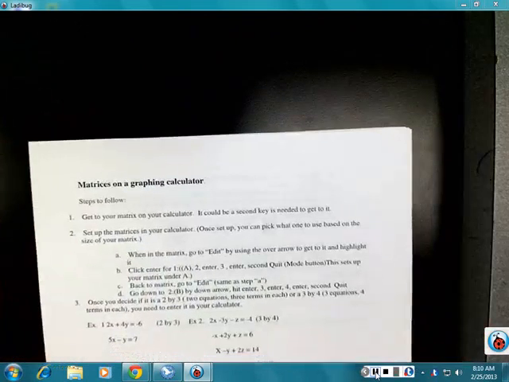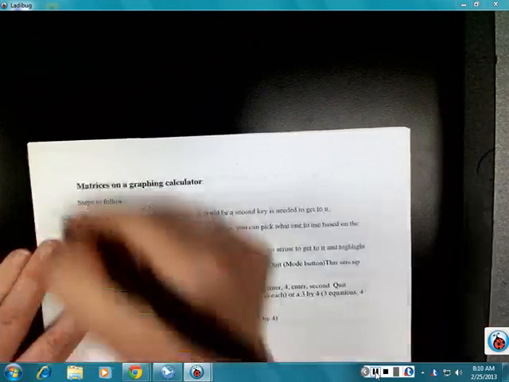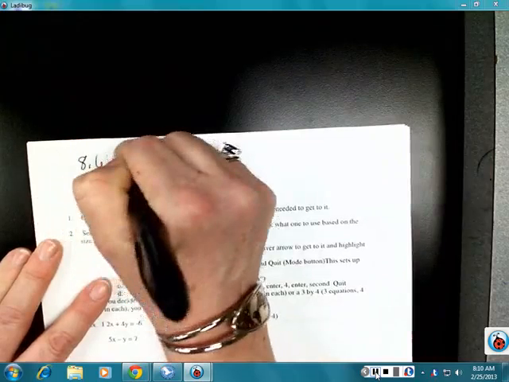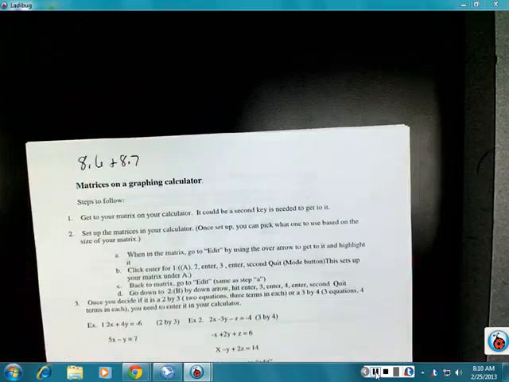Okay. We are going to take a look at 8.6 and 8.7 using your graphing calculator instead of doing what Hawks is asking you to do in there. Hawks is asking you to solve all these separately. So for 8.6 and 8.7, we're going to get your graphing calculator set up for the matrices in there, and get that in place.